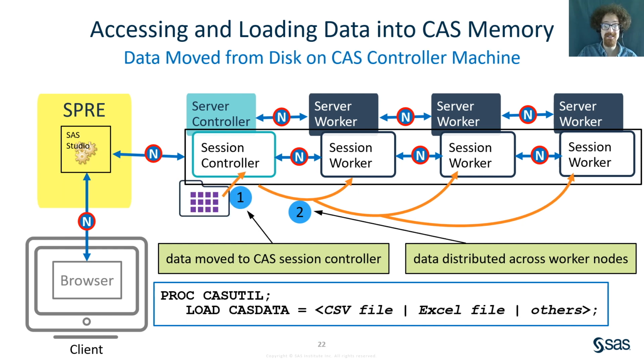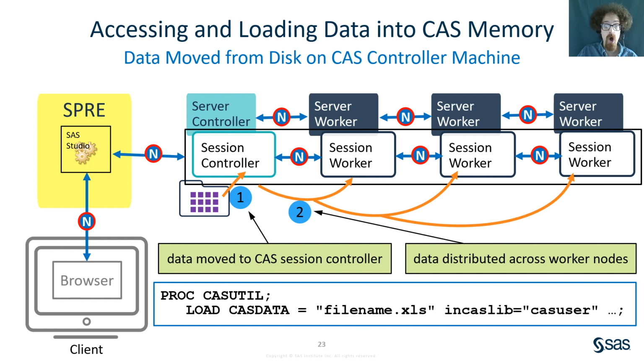You can also load data from disk on the CAS session controller into the session workers. This data source is now represented in the diagram as the folder with the purple squares on the session controller machine. The CAS session controller process manages this operation. To do this, you'd use the LOAD CASDATA= statement. On the LOAD CASDATA statement, you simply name the file and the CASLib that points to that file. You don't specify the file system when you name the file because the CASLib definition already defines that physical location. So you're loading data from the CASLib, which specifies a location on the server.